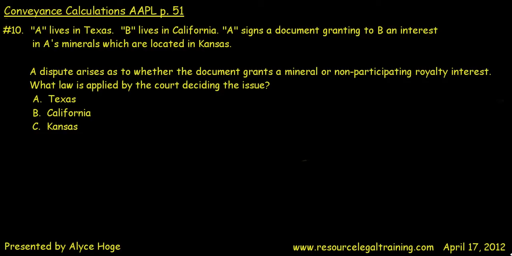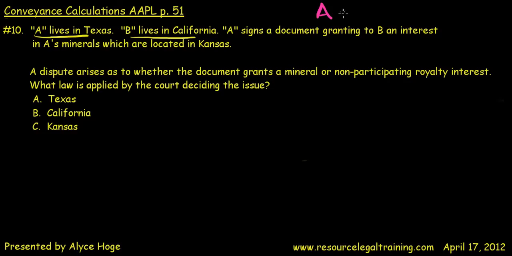Okay, now let's look at number 10. We're in conveyance calculations in the AAPL Land and Land Reference Guide. And it reads, A lives in Texas. B lives in California. And A signs a document granting to B.